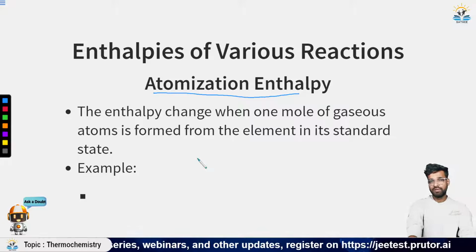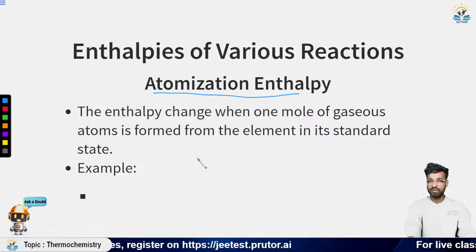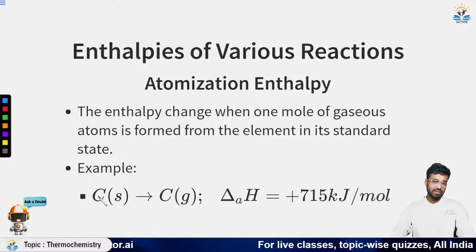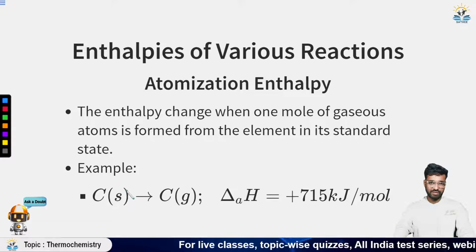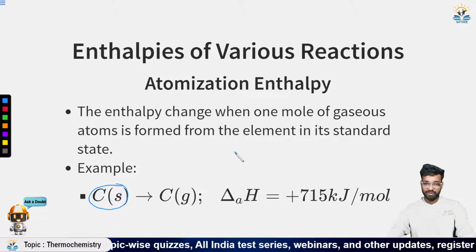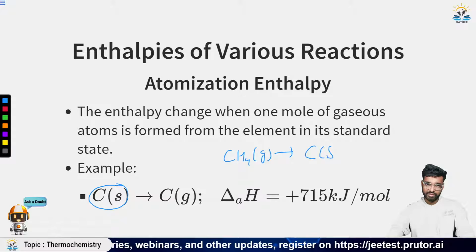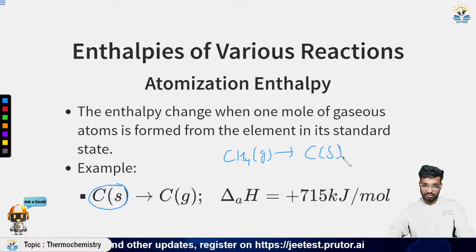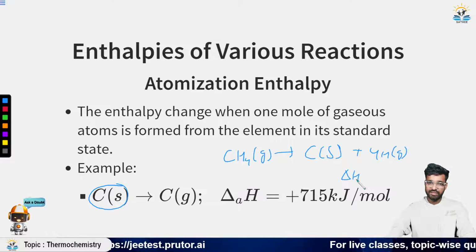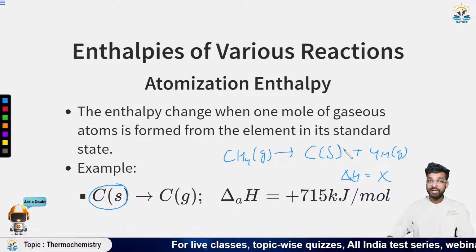So here, what we are doing is completely decomposing that molecule or compound into its atoms, which are in the gaseous state. So here's another example. So you can see here. Suppose we have written enthalpy of formation. So do not consider it as, suppose we are taking the example CH4 gaseous, and we are converting it into C solid and 4H gas. Then the enthalpy change accompanying this reaction is never the enthalpy of atomization. Why? Because we have to convert it into the gaseous state.